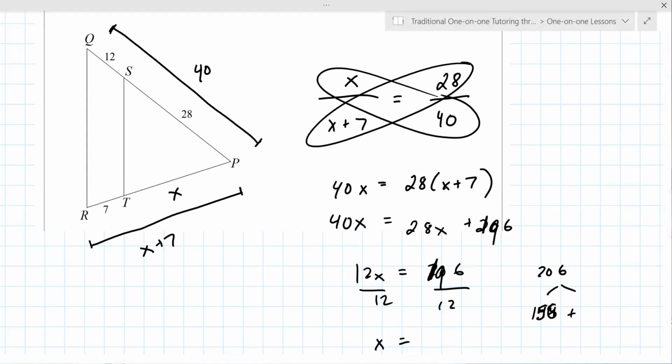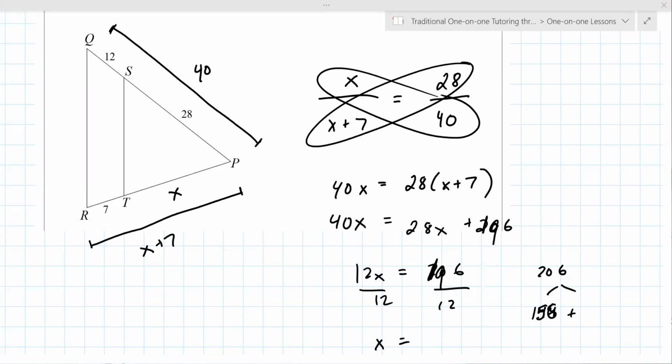What's your new answer for that? 96. I get, sorry, 16.3, 3 repeating? Yeah. Good. Okay, great. So I think we're up to the last one here.